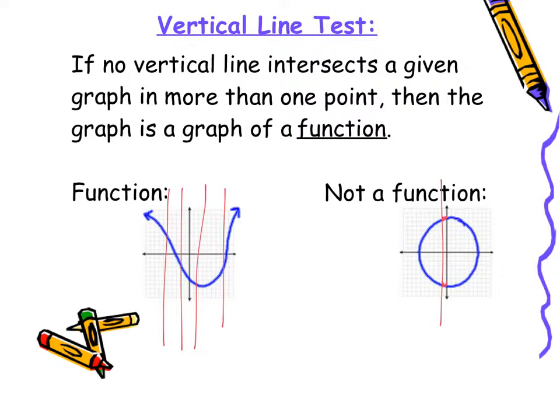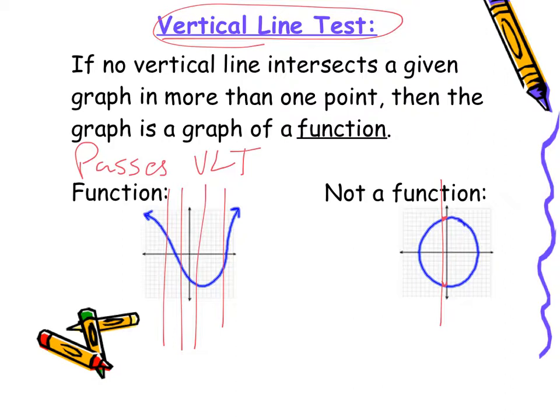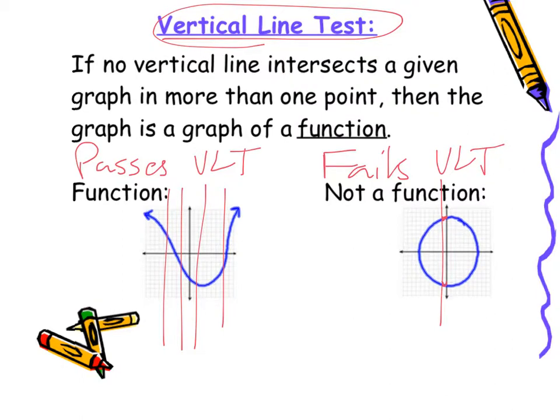So anytime you want to tell if a graph is a function, you can always refer to the vertical line test. For this first one, if I had to justify it, I could say it passes the vertical line test, which I could just refer to as VLT. This circle right here fails the vertical line test, which is why it's not a function.